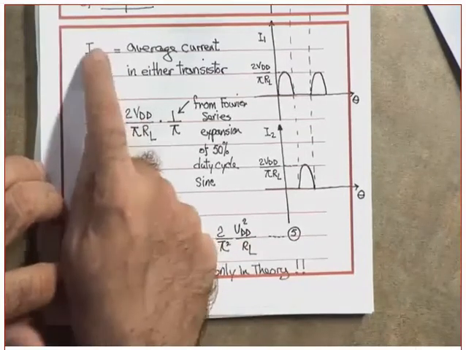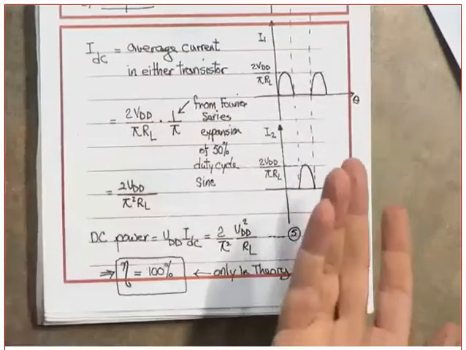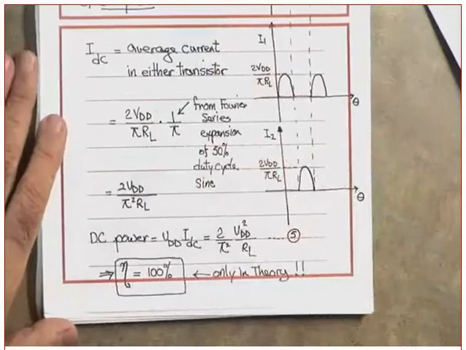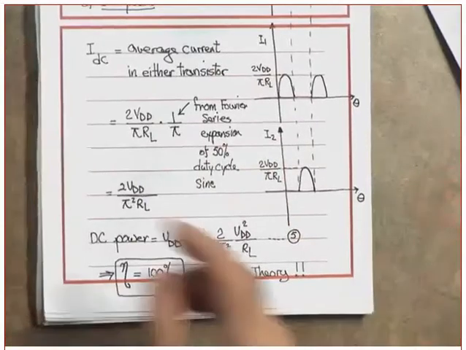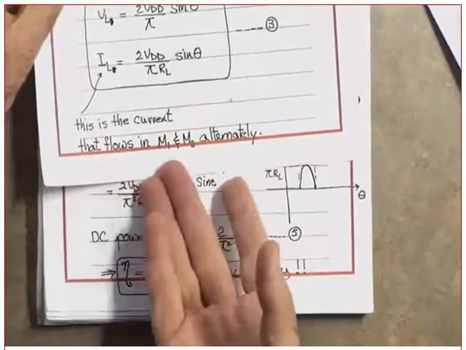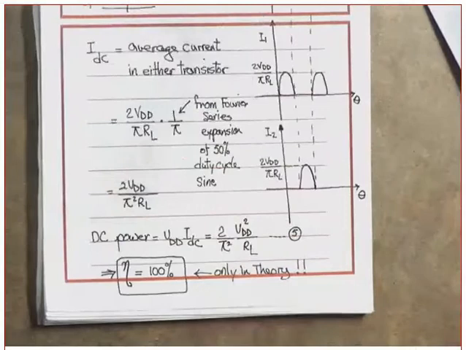By the way, is this IDC the same for the other transistor? It is the same for the other transistor because it's the same current from the load. Agree? Did you understand this statement? One more time. This is a current that flows in M1 and M2. It's the same thing. Clear? But each one of them is only on 50% of the time. Yes?